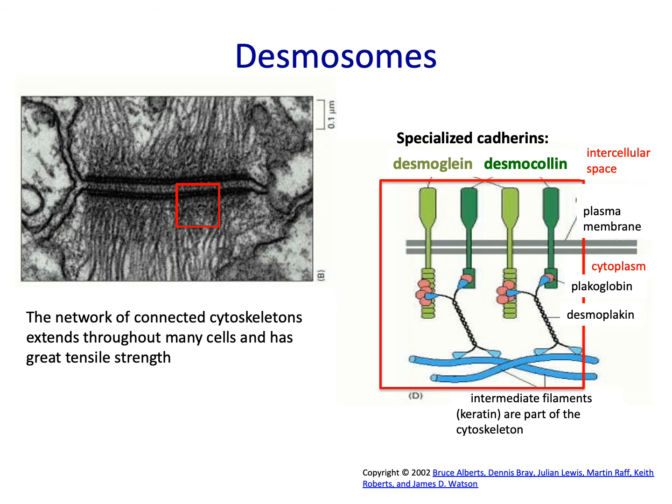Desmosomes contribute to the structure. They hold the cells together, but they also give great tensile strength to the tissue as a whole because of this extensive connection to the cytoskeleton.